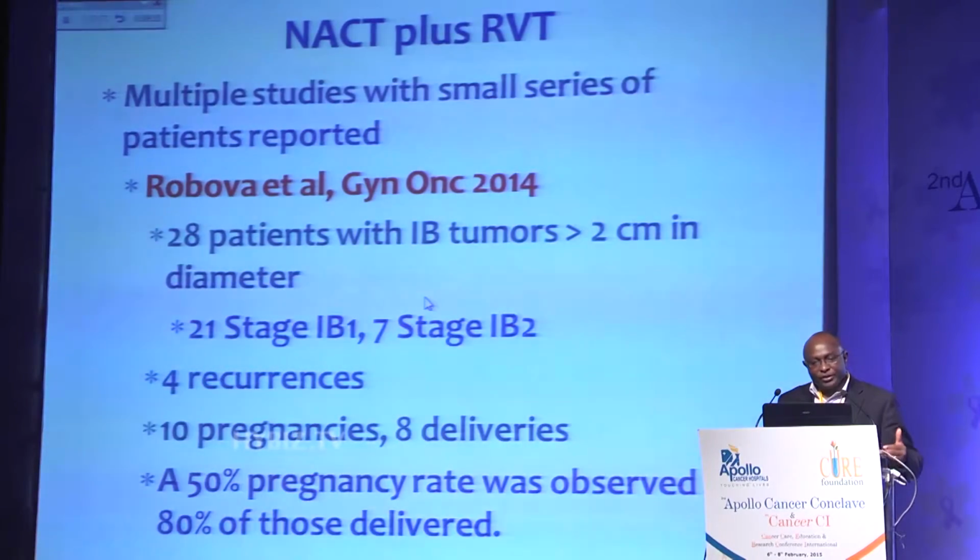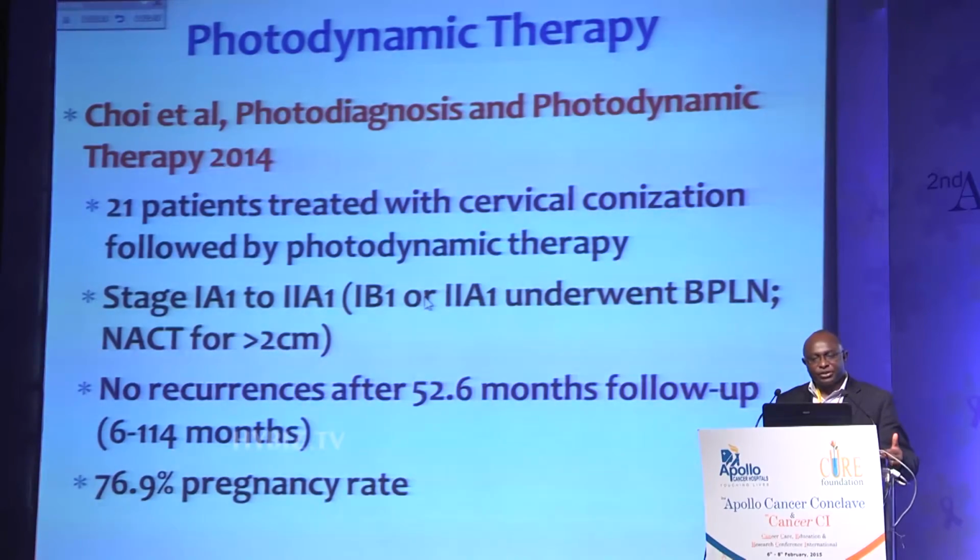Another example of 28 patients, 1B tumors greater than 2 centimeters. These patients had neoadjuvant chemotherapy. They had their laparoscopic lymph node dissection. In this population of patients, there was a 50% pregnancy rate, and 80% of those patients who became pregnant subsequently went on to deliver. So neoadjuvant chemotherapy followed by radical vaginal trachelectomy is a potential treatment modality in this group of patients.